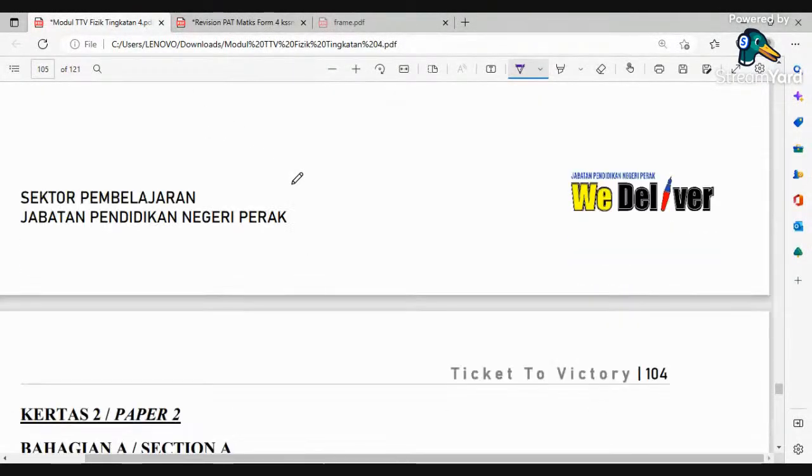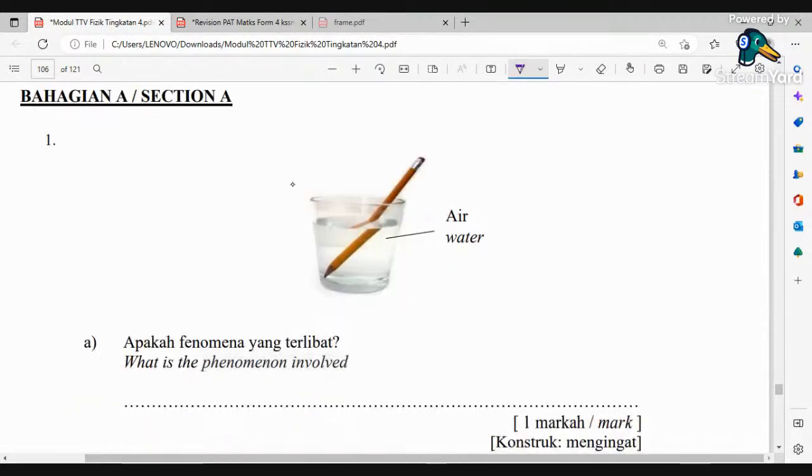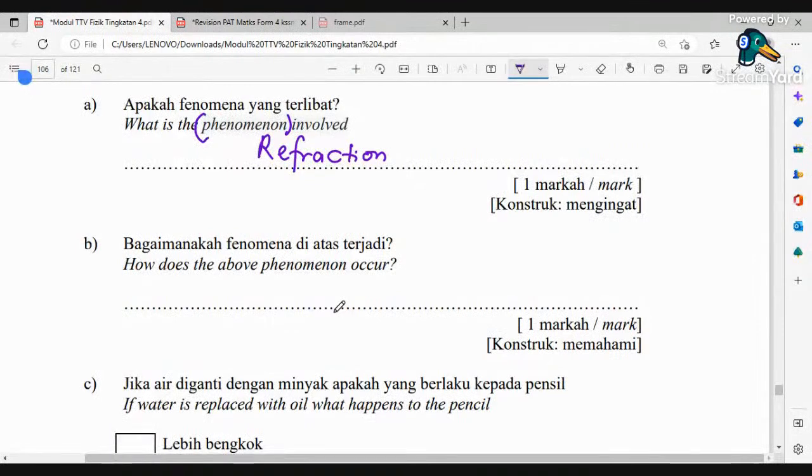Okay, so we continue to paper 2, section A. Okay, number 1, you can see from here, you can see the banding. Image bands means refraction. Ini konsepnya ialah refraction. Okay, what is phenomenon involved? So you just write refraction. Kalau phenomenon, kena tulis refraction. Jangan tulis the bending of light. Phenomenon tu dia nak nama reflection, diffraction, interference. So ini refraction. How does the above phenomenon occur?